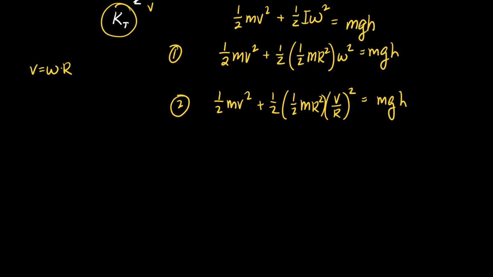Do note, the R's are going to cancel here. Do you guys see it? Because I have R squared, and I have an R squared here. So, because of that, R cancels. Now I'll have 1/2 m v squared plus 1/2 times 1/2 m times v squared. All good so far? This is just simplification.